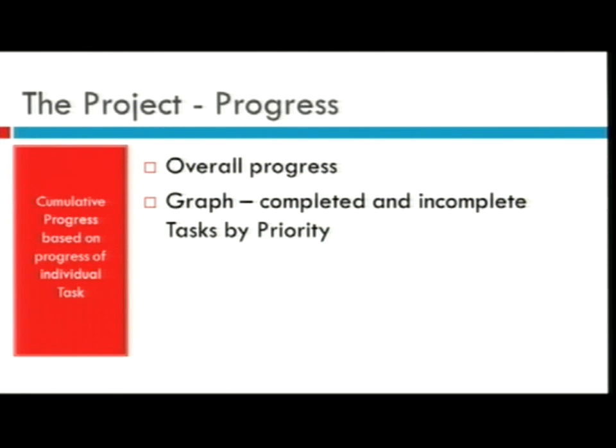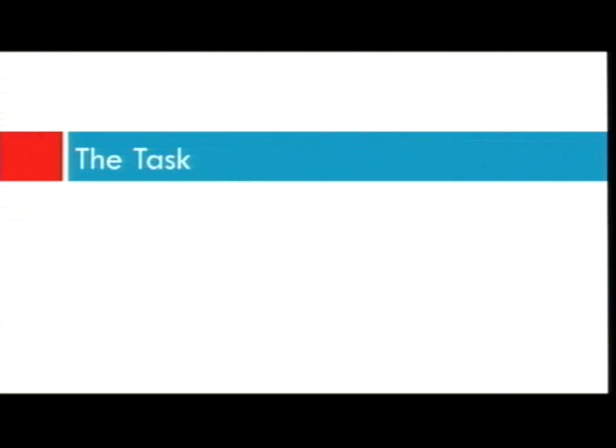So the project progress. The progress of the project is calculated based on the progress of each individual task. So it's the cumulative progress based on each individual task. There are two ways we are showing this. One is a small progress bar which shows an overall progress, and another is a graph which segregates how many tasks are completed or not completed by priority. You will get a better understanding during the demo.